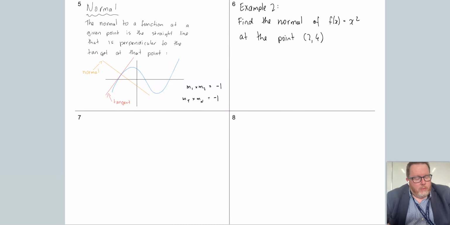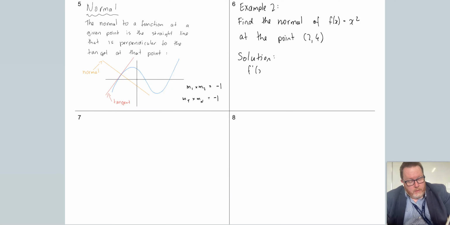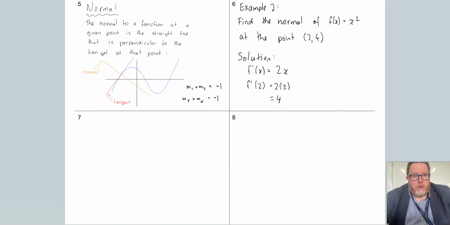We've got an example. Find the normal of f of x equals x squared at the point 2, 4. We're given the full point this time, so we're all good. We start the same way. So the solution is exactly the same process, and that is we find the derivative, and that's equal to 2x, and we substitute in the x coordinate to work out what the gradient is at that point. f dash of 2 is equal to 2 multiplied by 2, which is equal to 4. So we've now got our gradient at x equal to 2.